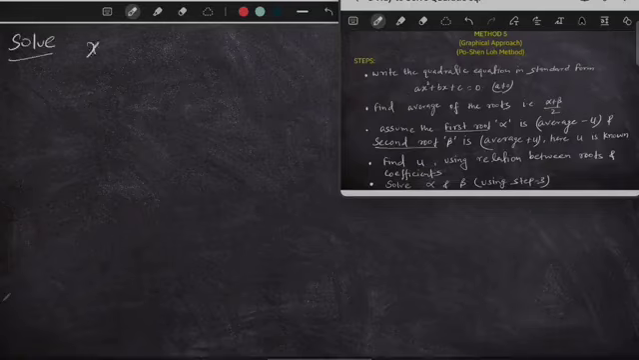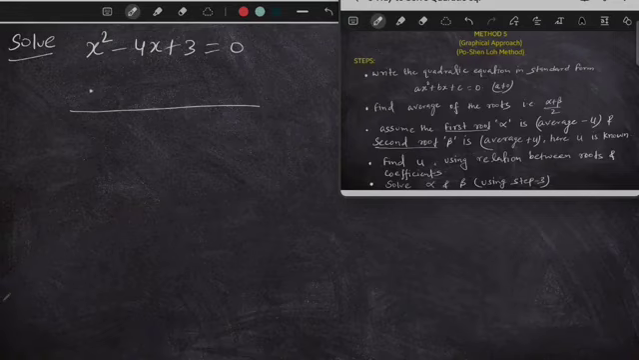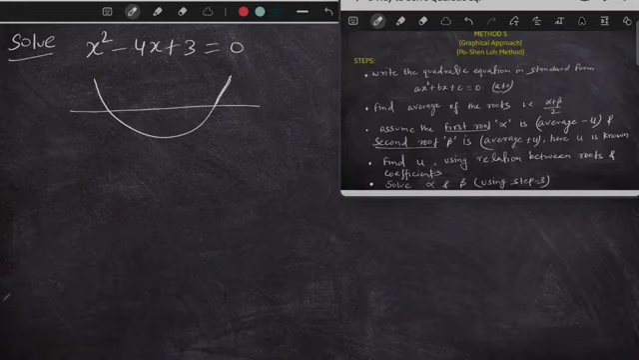Solve x square minus 4x plus 3 equal to 0, by the graphical method. We know the roots of the quadratic equation are where the graph crosses the x-axis. If we draw the graph, it is a parabola, upward or downward. If a is positive, the graph is upward, and if a is negative, the graph is downward. This is my first root and this is my second root, that is alpha and beta.